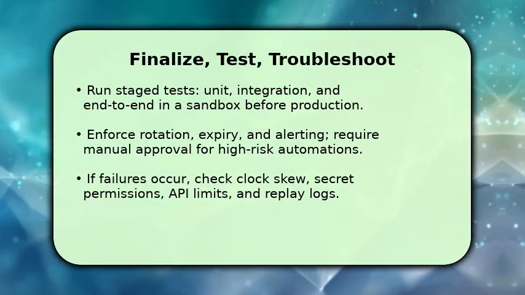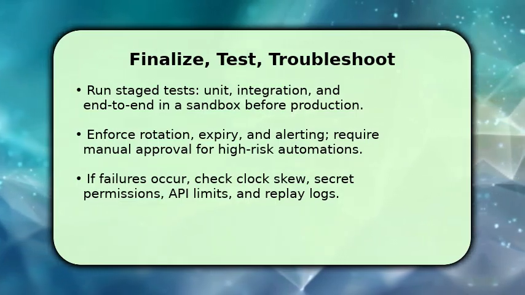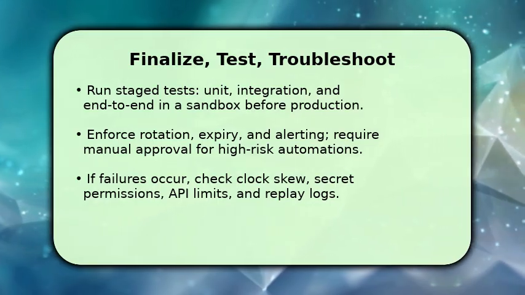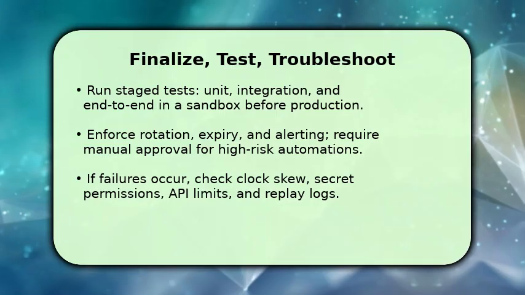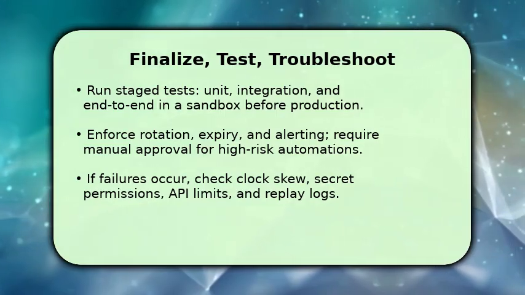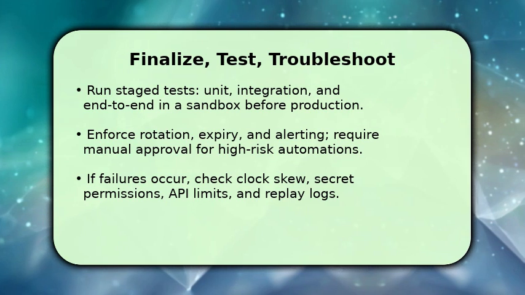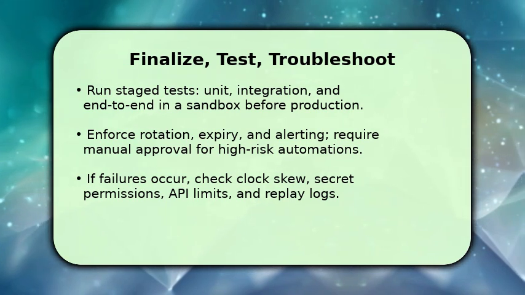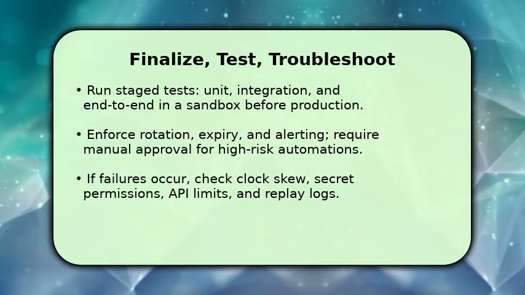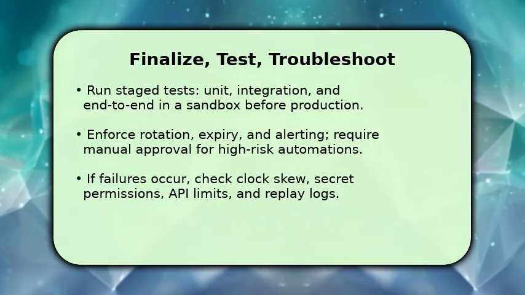Deploy with staged rollout and require manual approval for any high-risk account automation. Enforce rotation and expiry for secrets and monitor alerts continuously. If something breaks, first verify clock synchronization and token lifetimes, then confirm vault ACLs and API rate limits. Finally, replay authenticated logs to reproduce failures and apply.